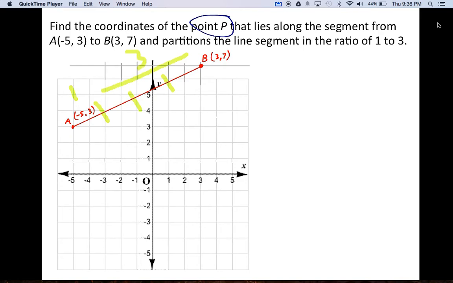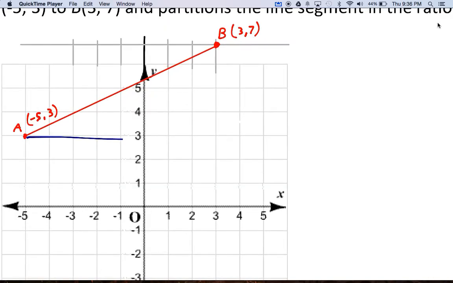So like we started in the previous problem, that's going to be together 4 total parts. So if you remember, we start by looking at our horizontal distance and then looking at our vertical distance. And I see the vertical distance is 4 and the horizontal distance is 8. And if you remember, what we do next is we divide both of those numbers by the number of parts that we have. And in this case it was 4 total parts.